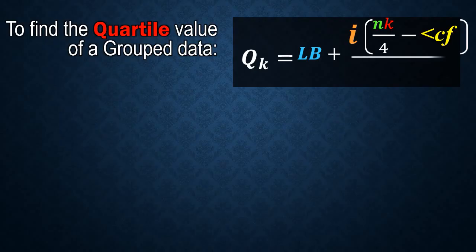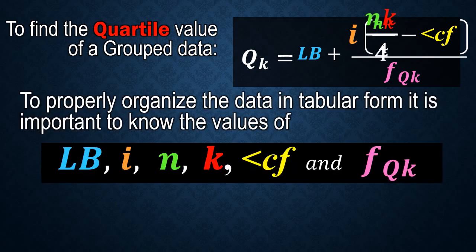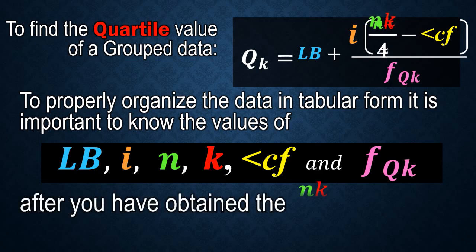To find the quartile value of grouped data, we have to memorize the formula. Q sub K is equal to LB plus I times the quantity of NK over 4 minus less than CF, divided by FQK. To properly organize the data in tabular form, it is important to know the values of LB, I, N, K, less than CF, and FQK. Of course, you can only obtain that by knowing the quartile class, which is NK over 4.